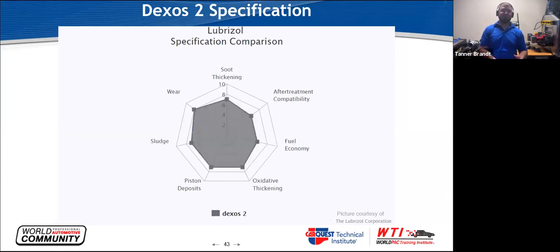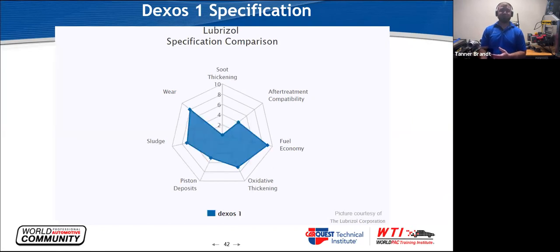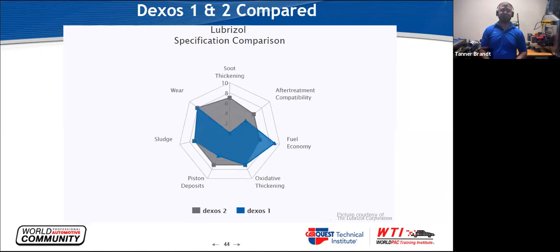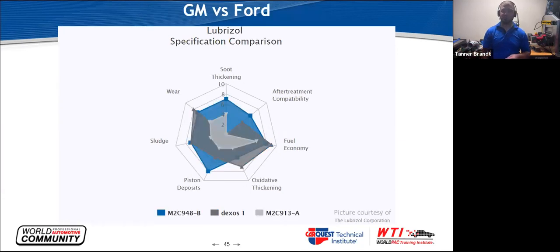So then they came out with Dexos 2. As you can see, Dexos 2 is much different in the after treatment compatibility department. When you compare the two of them, it makes it even more apparent. You can also see Dexos 2 is an oil that's made to prevent soot thickening and made to be used with after treatment systems. So if you put Dexos 1 oil in, let's say, a Duramax, it's going to ruin a DPF or can potentially ruin a DPF.